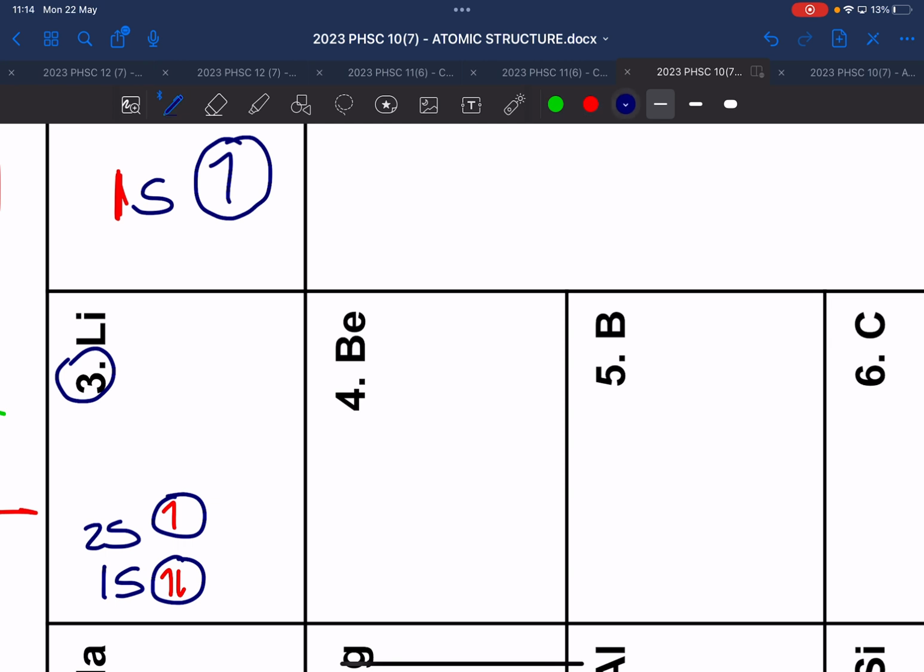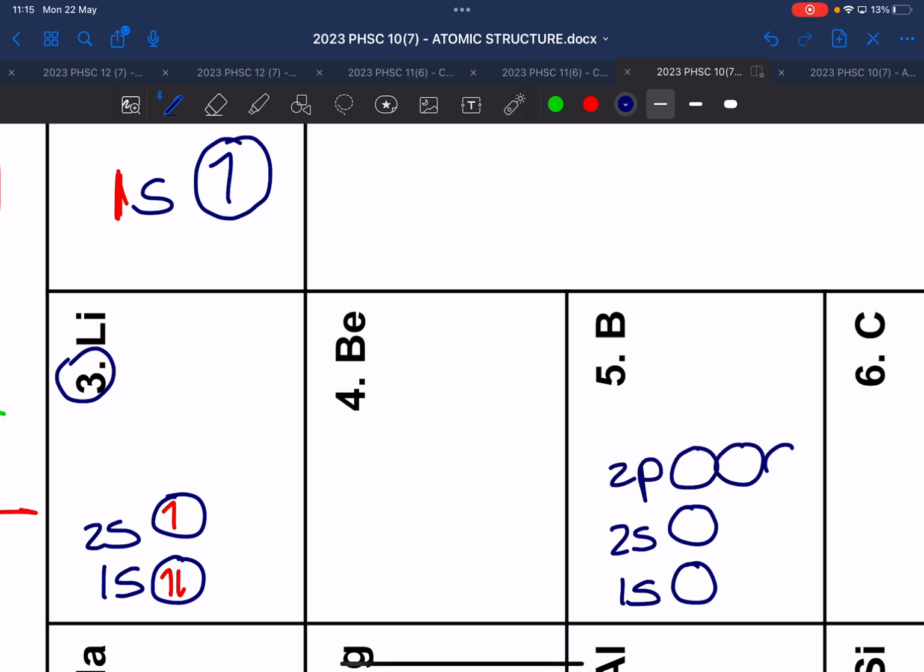Okay, let's quickly look at boron. You must start at the first energy level. Then in the second energy level, we have the 2s orbital. And then boron is in the p block. You see that? Boron, number 5, is in the p block. So we're going to end with 2p, and there are 3 orbitals.